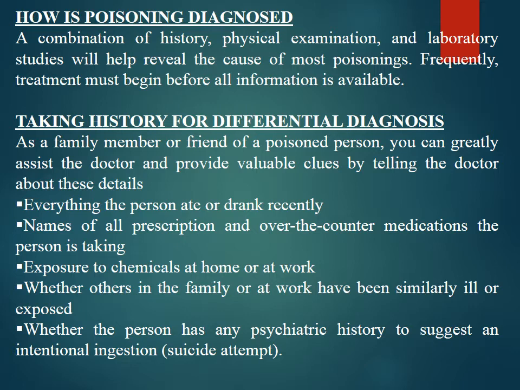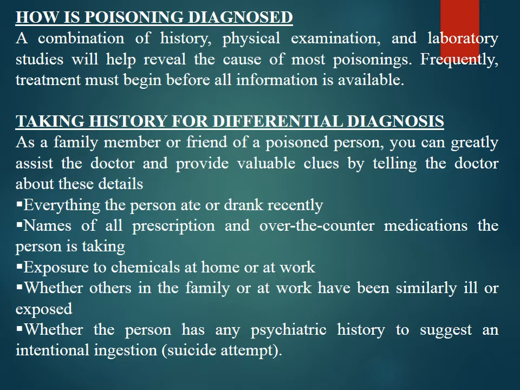Now, if you are the doctor, or the medical legal officer, or the physician in the emergency room, how is poison diagnosed? A combination of history, physical examination, and laboratory studies will help reveal the cause of most poisonings. So, frequently, treatment must begin before all information is available. You must treat the patient first. For example, you use gastric lavage. Or if chemical, you use other medical treatment for that kind of poison.